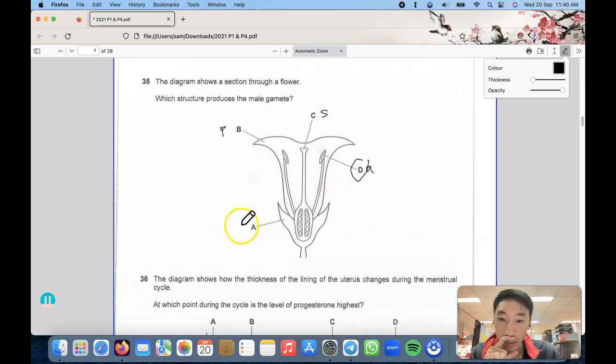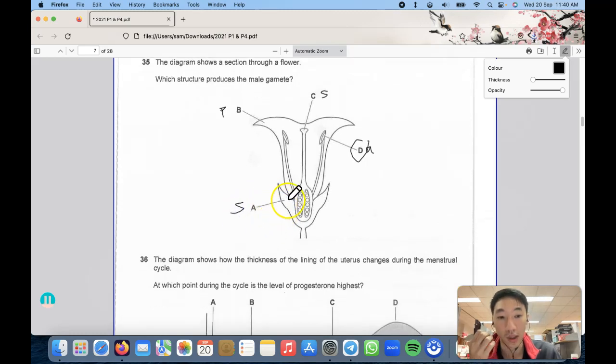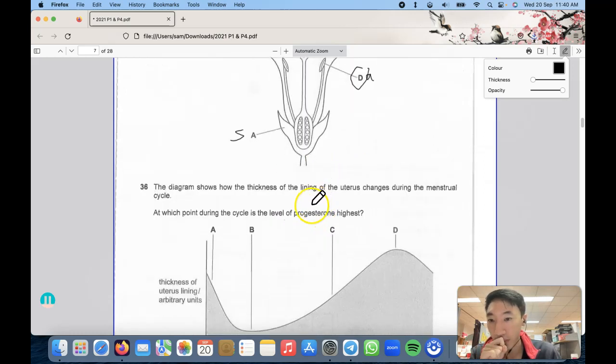And then this A will be our sepals. This is what protects the flower as it's budding. It's like just some leaves that are protecting it.